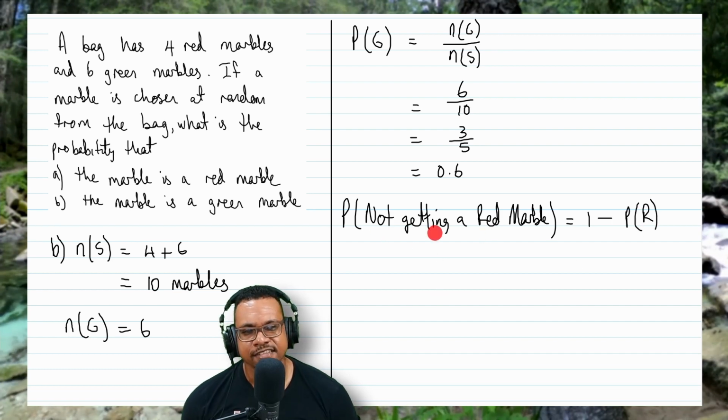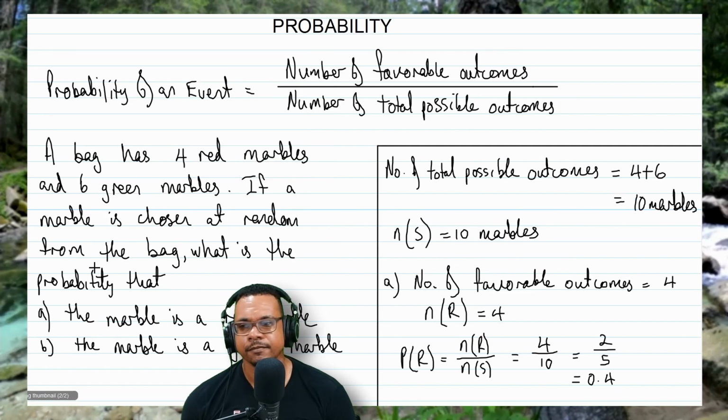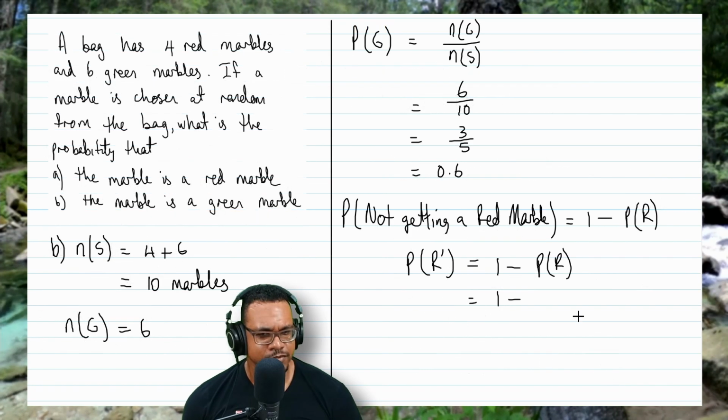I can write this not getting a red marble as P R complement. All right, so this means not R. When you put the complement on the R, not R, so not red. So this is equal to 1 minus the probability of getting a red marble. And if you go back here, we can see the probability of getting a red marble is 2/5 or 0.4. So the probability of getting a red marble is 2/5.